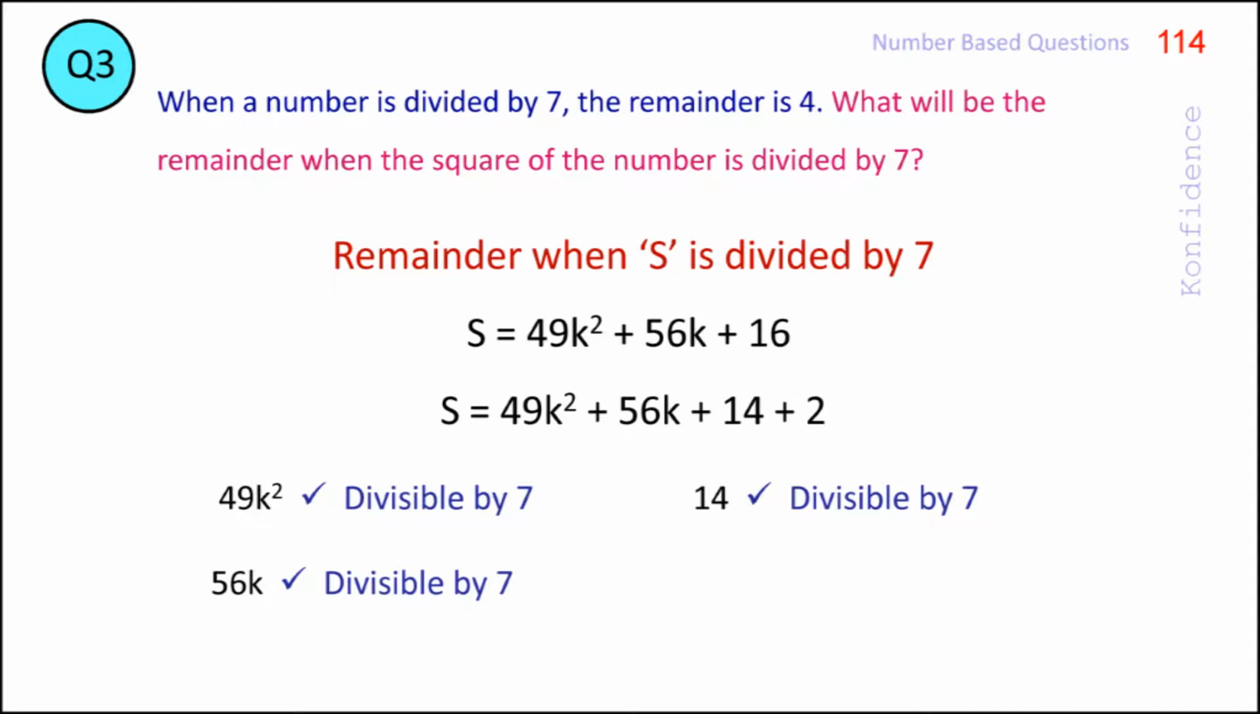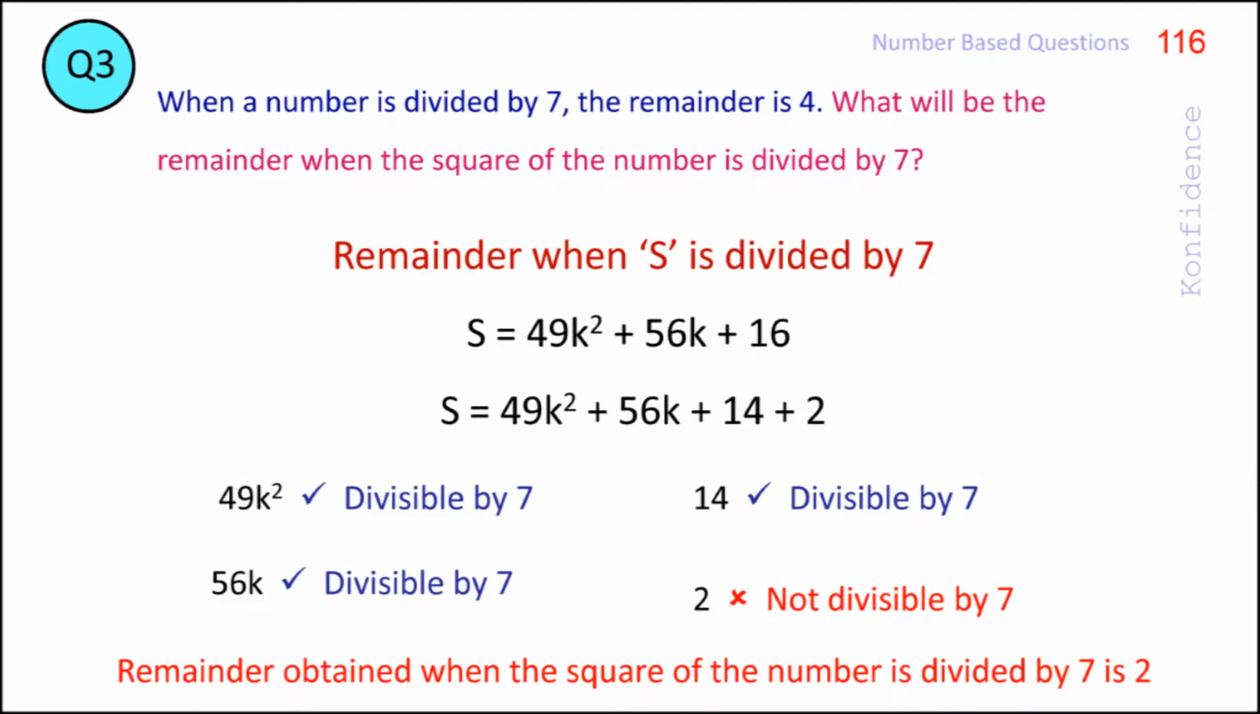Similarly, 14 is also divisible by 7 because 14 is 7 into 2. The only thing that is not divisible by 7 is 2. When we divide 2 by 7, the remainder obtained is 2 itself. So the remainder obtained when the square of the number is divided by 7 will be 2.